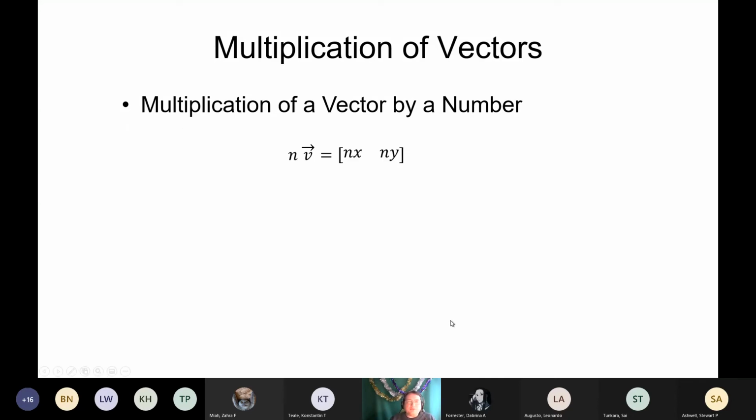The first of them is multiplication of a vector by a number. If you have a vector v and want to multiply it by a number n, it's just multiplying the coordinates x and y separately by the number n, like this. Graphically, that's a vector v, that's the double vector v, 2v, and that's the triple vector v, triple v.